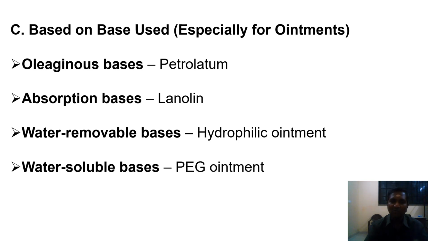The third type is water removable bases. These are also known as oil in water emulsion bases and they are easily washable with water. An example is hydrophilic ointment. The fourth type is water soluble bases. These bases are completely water soluble and non-greasy, and they are often prepared using polyethylene glycols, commonly called PEG. Each type of base has different properties and influences the release and penetration of the drug through the skin.